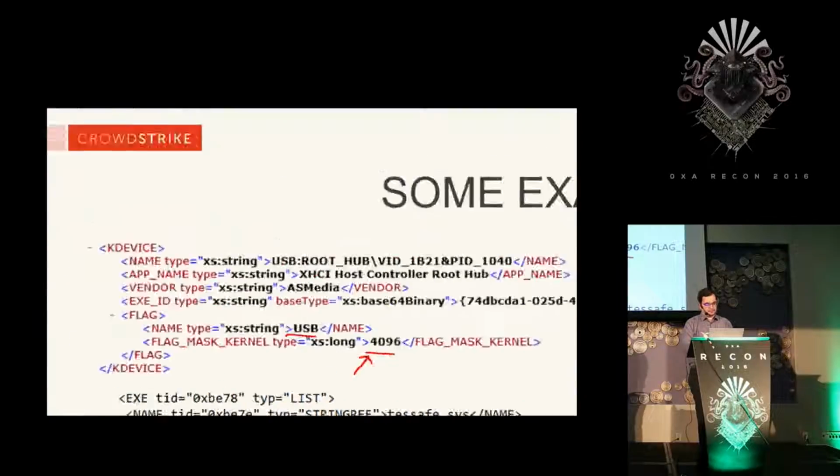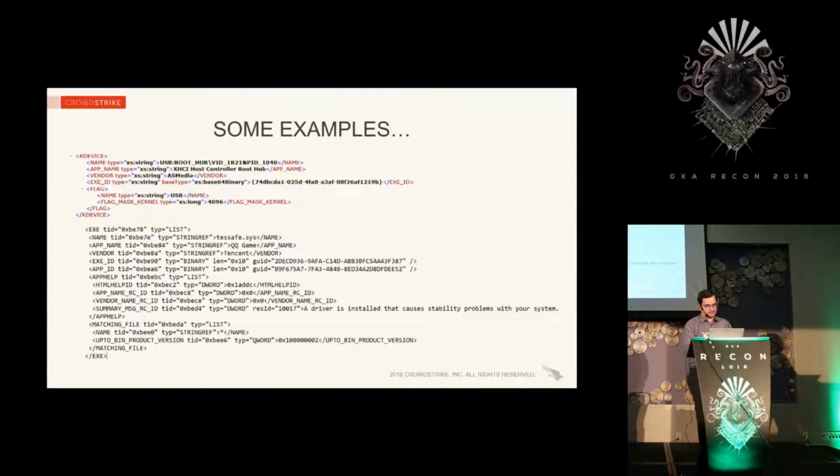An example of a driver shim is at the bottom, and this is basically saying that tesssafe.sys, a QQ game from Tencent. I love it when games load kernel drivers. Makes me feel really safe. This pops up a message that says, a driver is installed that causes stability problems with your system. No surprise. And then it basically has the product version associated with that. So that's an example of an app help shim that basically says, yeah, we're not going to let you load this driver.